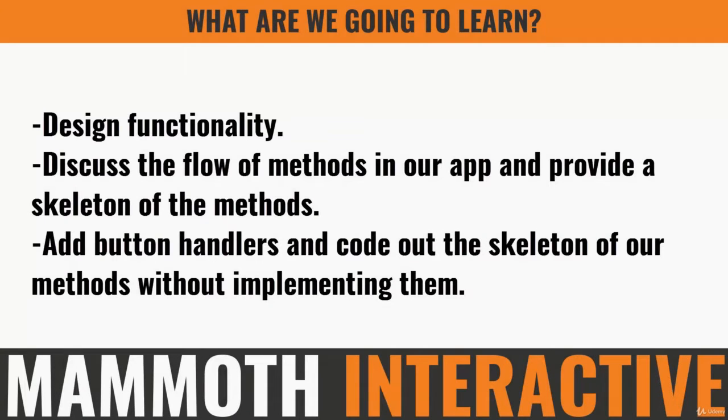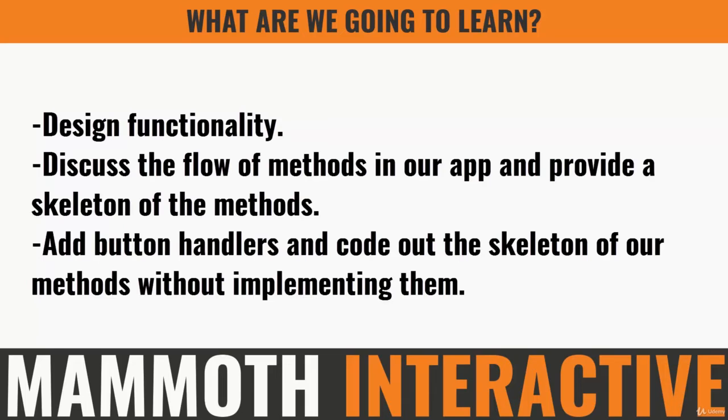In this part of the tutorial, we're going to design our functionality. So we've already designed our layout in storyboard or main.storyboard. Now we're going to actually design some kind of functionality within the code. So we're going to discuss the flow of methods in our app and provide a skeleton of the methods.